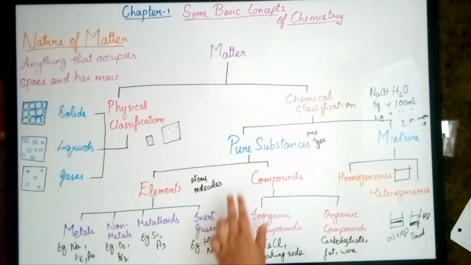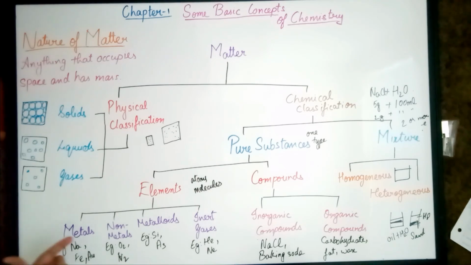Elements can exist as atoms or molecules, and they are the simplest form of pure substances and cannot be broken down by normal physical and chemical means. They're further classified into metals, non-metals, metalloids, and inert gases. Don't forget my tip, malleability and ductility. Malleable has two E's, so remember it as sheets, and ductile has an I, so remember it as wires.